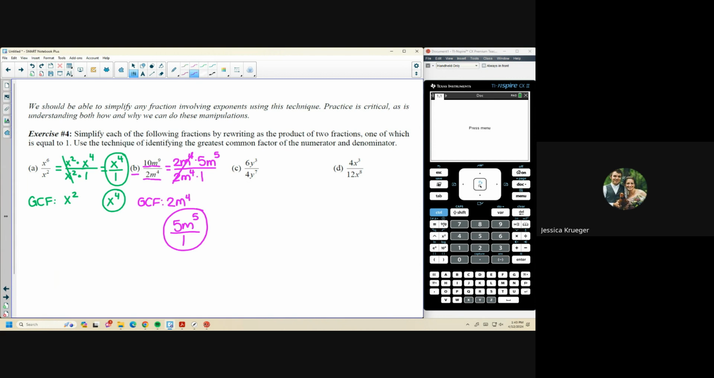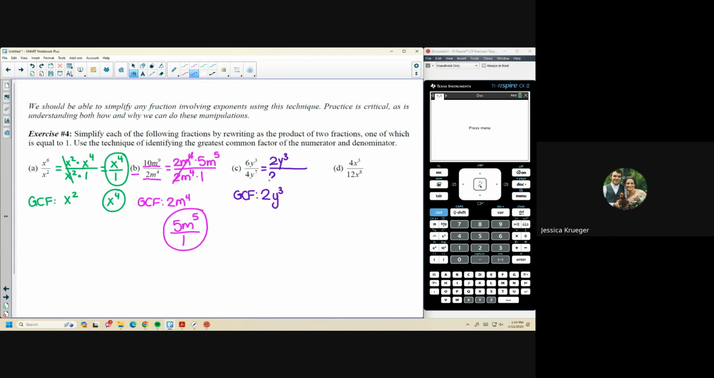Let's look at part C. I've got a 6 and a 4. So if I think about the largest number that can divide evenly into a 6 and a 4, that's a 2. My numerator has 3 y's. My denominator has 7. So the number they have in common is 3. If you want to pause the video and try to write the top and the bottom as a product using 2y to the third, you are more than welcome to. If you'd like to keep watching, follow along, you are also welcome to do that.